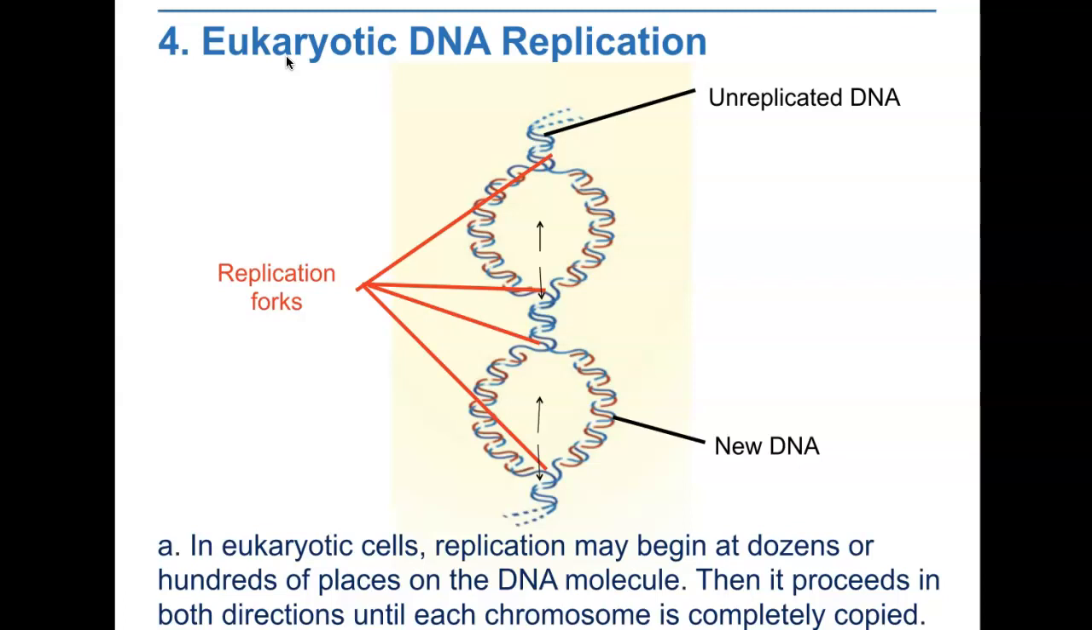Compared to prokaryotes, eukaryote chromosomes are generally much larger and more complex. In eukaryote cells, replication may begin at dozens or hundreds of places on the DNA molecule. Then it proceeds in both directions until each chromosome is completely copied. Several proteins check DNA for chemical damage or base pair mismatches prior to replication. However, the system is not perfect. Damaged regions of DNA are sometimes replicated, resulting in changes to the DNA base sequence. These are called mutations. The changes may alter genes, which can cause serious consequences.